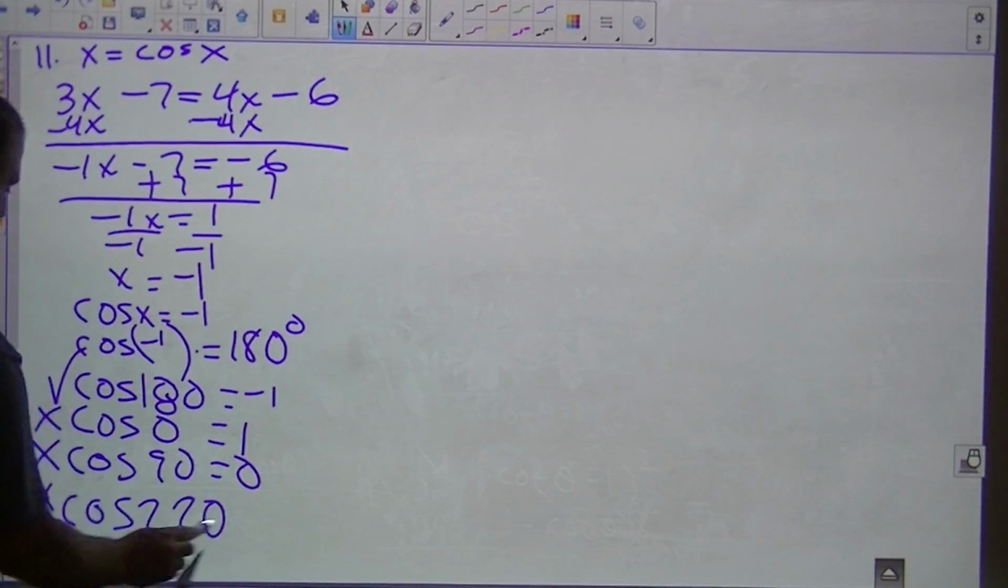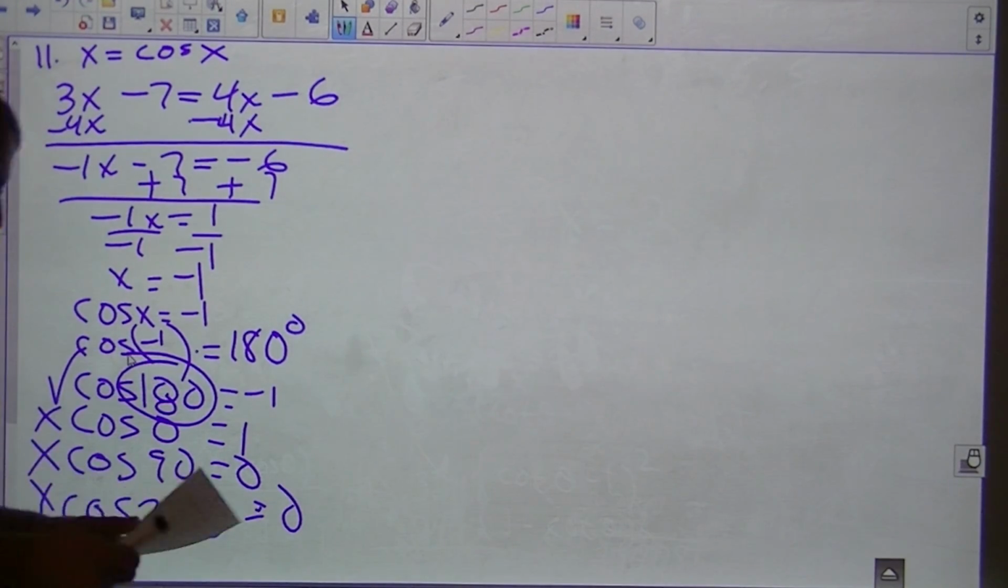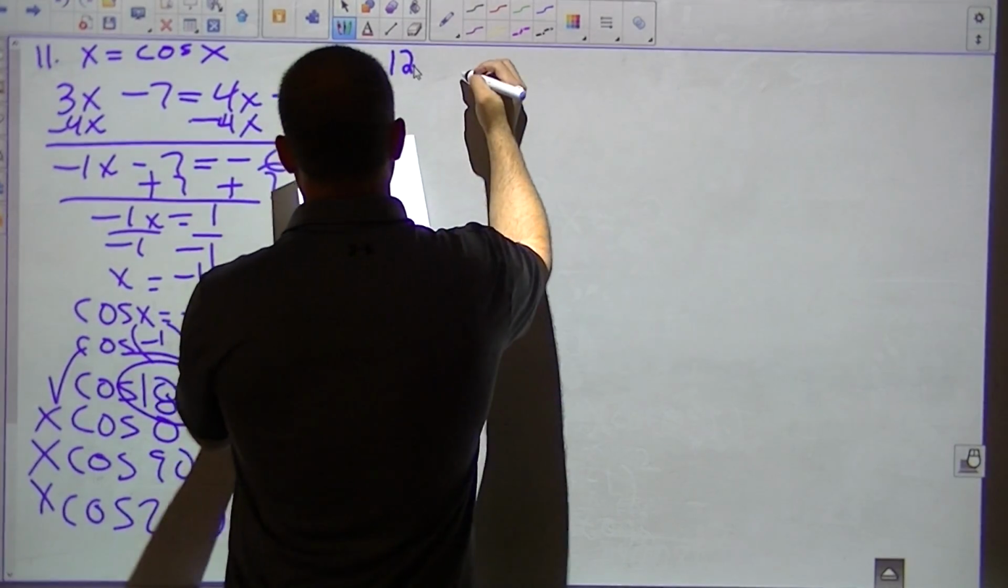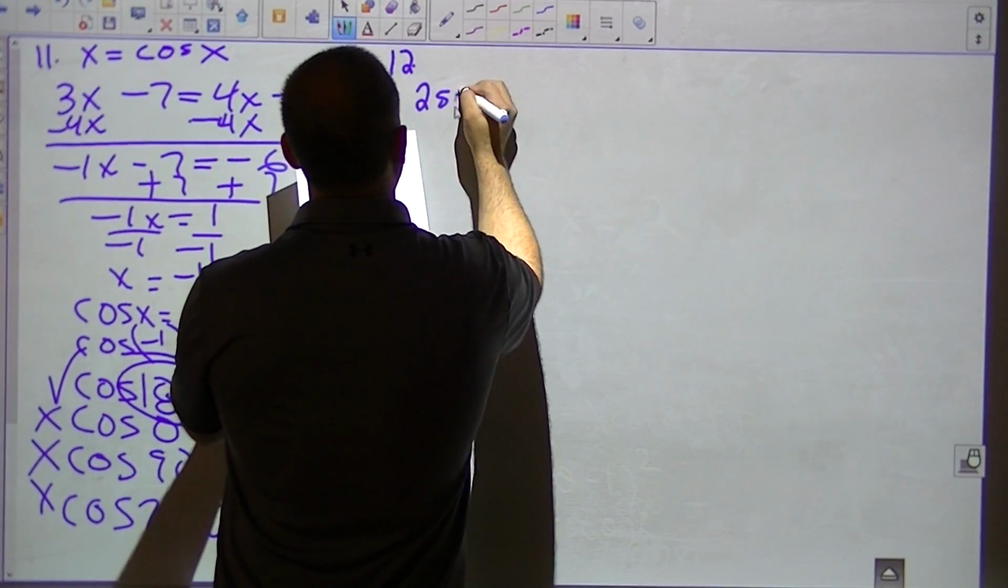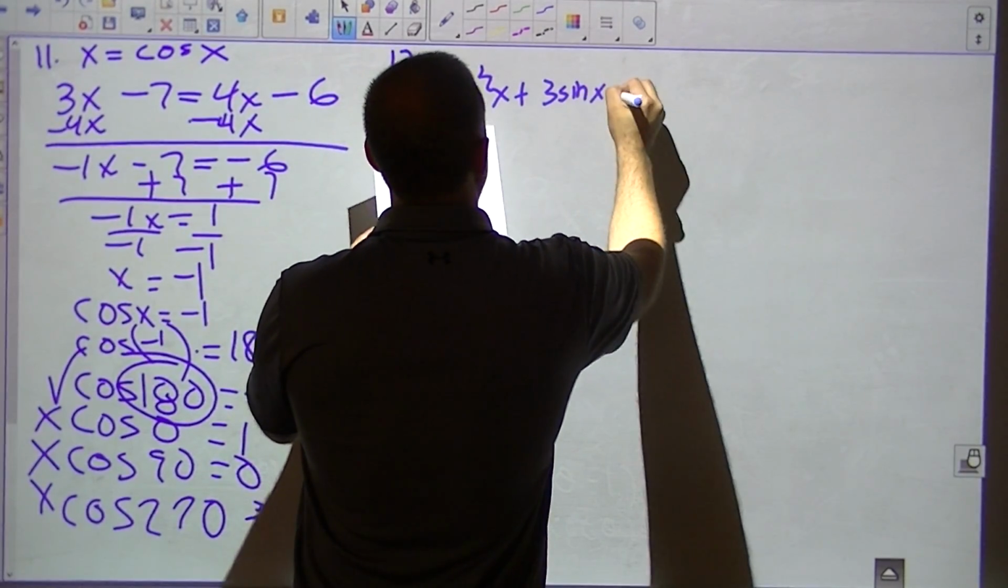So that's 0, so that doesn't work. So the only one that worked there was 180. Okay? All right. Now, moving on to question 12. Question 12 says 2 sine squared of x plus 3 sine of x plus 1 equals 0.